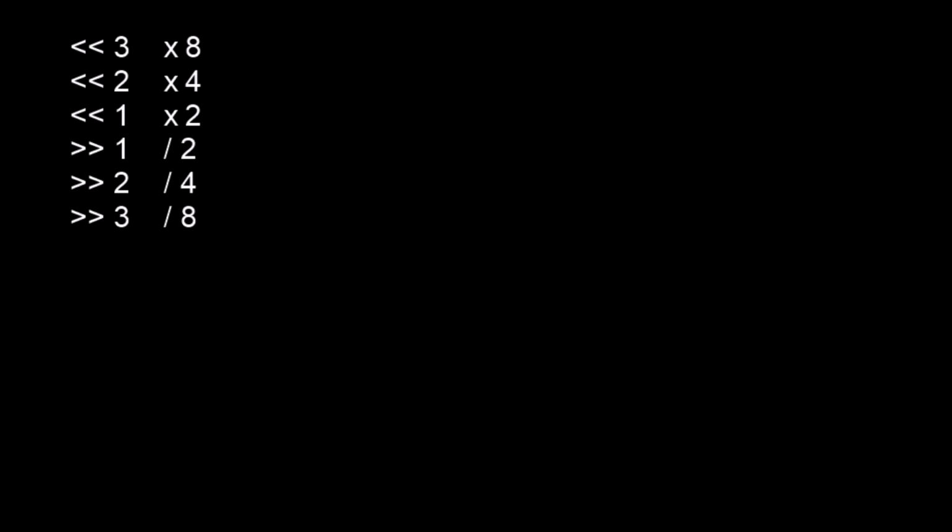Let's examine the impact of applying the bit shift operator. So if we shift to the left 3 places, then that's the same as multiplying the number by 8. If we shift 2 places to the left, it's the same as multiplying by 4. And if we shift 1 place to the left, it's the same as multiplying by 2. Now if we shift to the right by 1 place, it's the same as dividing the number by 2. If we shift 2 places to the right, it's the same as dividing the number by 4. And if we shift 3 places to the right, it's the equivalent of dividing the number by 8.